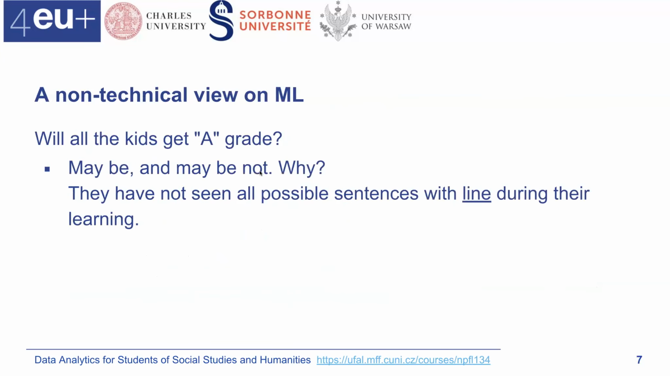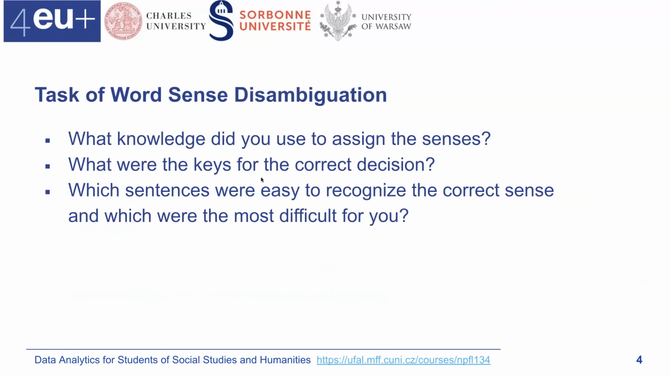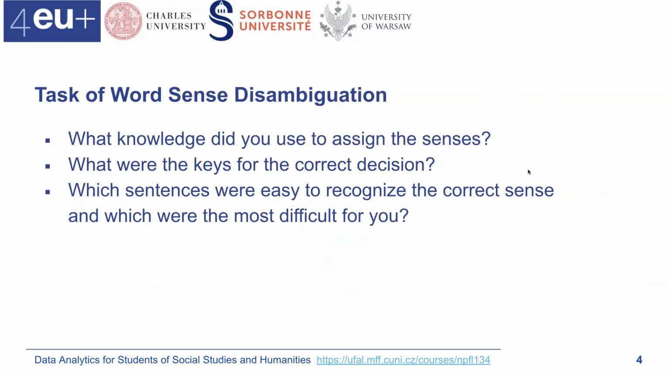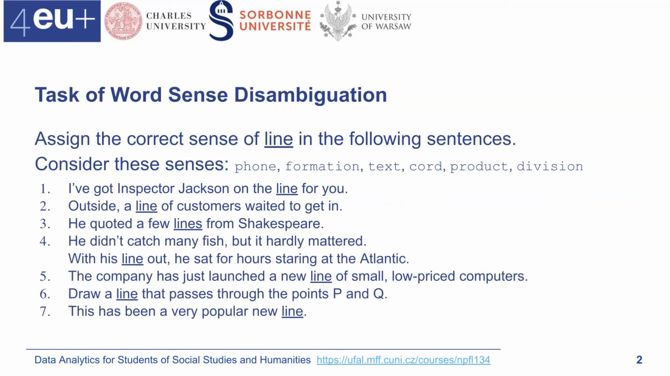Oh, sorry. The mouse is rather sensitive. So the senses that we consider are phone, formation, text, chord, product, and division, right? And here is a list of 7 sentences, and each sentence contains the word line. So, for example, the first sentence is, I've got Inspector Jackson on the line for you.